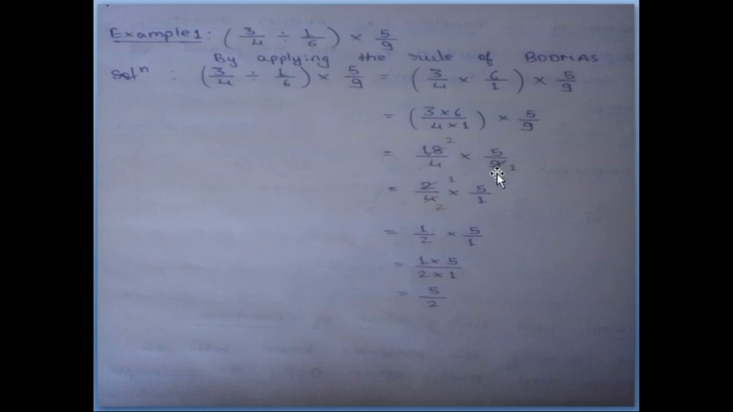So if cancellation is possible here, do it. So 9 into 1 is 9 and 9 into 2 is 18. So then 2 by 4 into 5 by 1. Again do the cancellation if possible. Here it is possible. So 2 into 1 is equal to 2 and 2 into 2 is 4. Then we are left with 1 by 2 into 5 by 1. Then do the multiplication of numerator and denominator, that is 1 into 5 divided by 2 into 1, which is equal to 5 by 2.